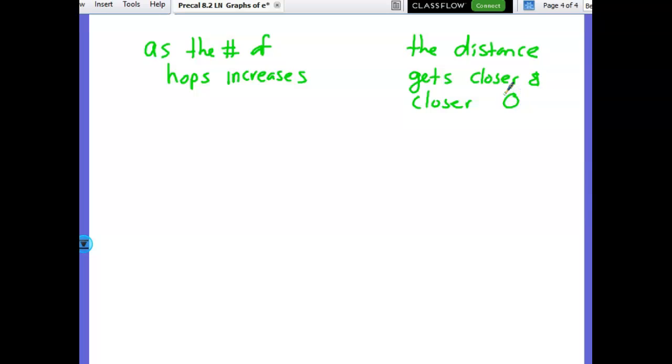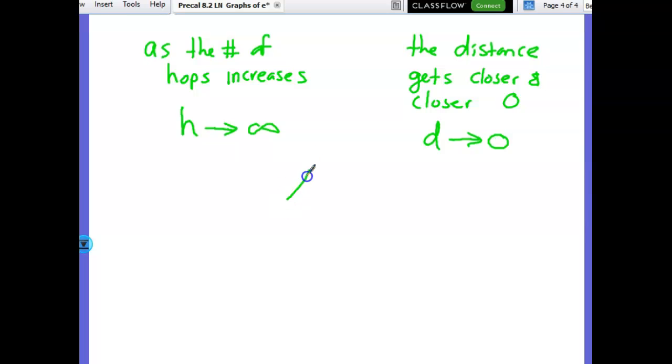Okay, so now there's that. So I'm going to show you guys a different way to write this instead of writing it as a sentence. But this makes sense to you, right? As the number of hops increases, the distance between the frog and the pond approaches 0, right? And so here's how we would write that mathematically to save ourselves some time. H represents hops. H is getting bigger and bigger. It's approaching infinity, right? The distance is approaching 0, right? So as h approaches infinity, d approaches 0.